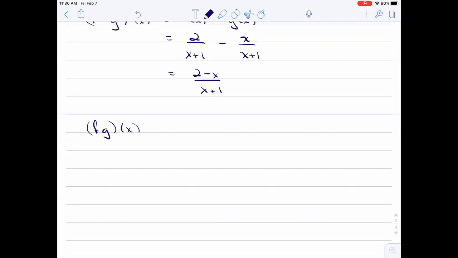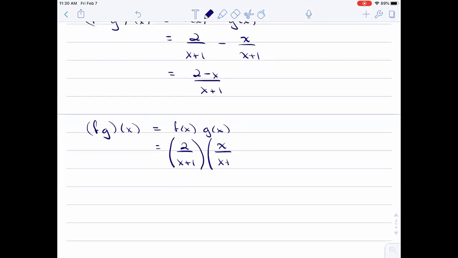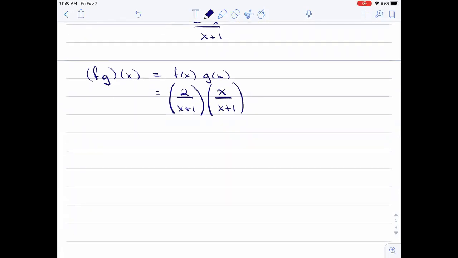F times g of x is f of x times g of x. A little bit sneakier, right? It's going to get a little bit bigger here. F of x was 2 over x plus 1. G of x, so times x over x plus 1. I'm going to use the fact that I've got that common denominator and just rewrite it as a squared. If you wanted to expand it, that's fine too, right? Because if we're multiplying fractions, then we just multiply across, right? So then we get 2x over x plus 1 squared. But I'm just going to leave it there.